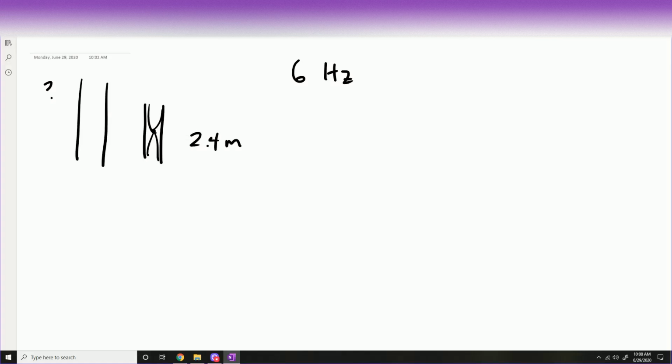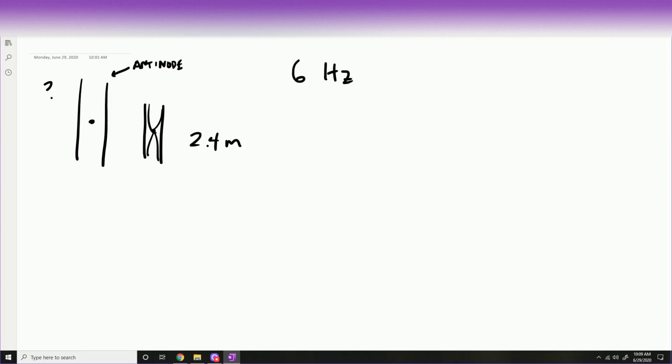We have two organ pipes, and these organ pipes are open, which means at both ends of the pipe there's going to be what's called an antinode. Antinodes are places where the waves can vibrate back and forth very far. They have the biggest amplitudes, whereas a node is a place where the standing wave has a zero amplitude. So based on that, we can look at this.